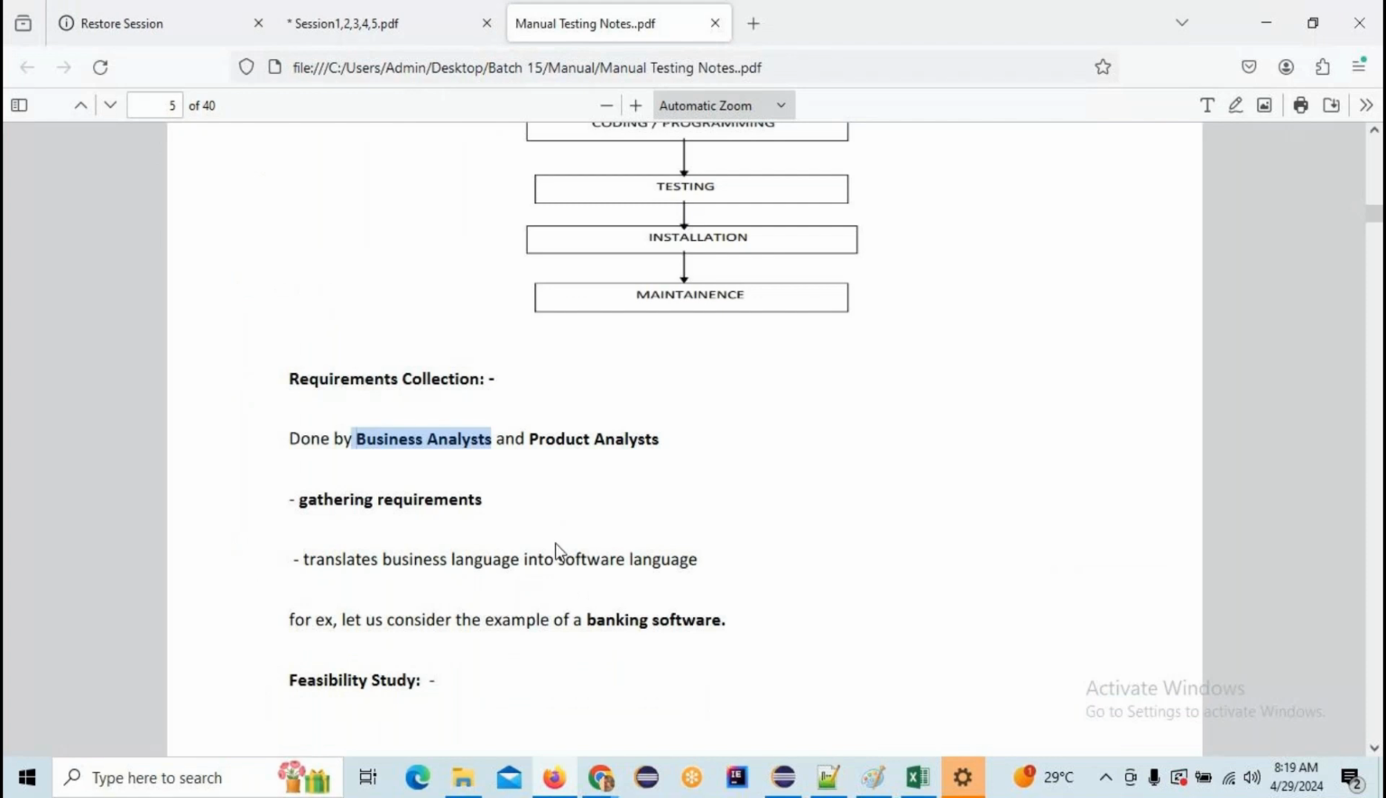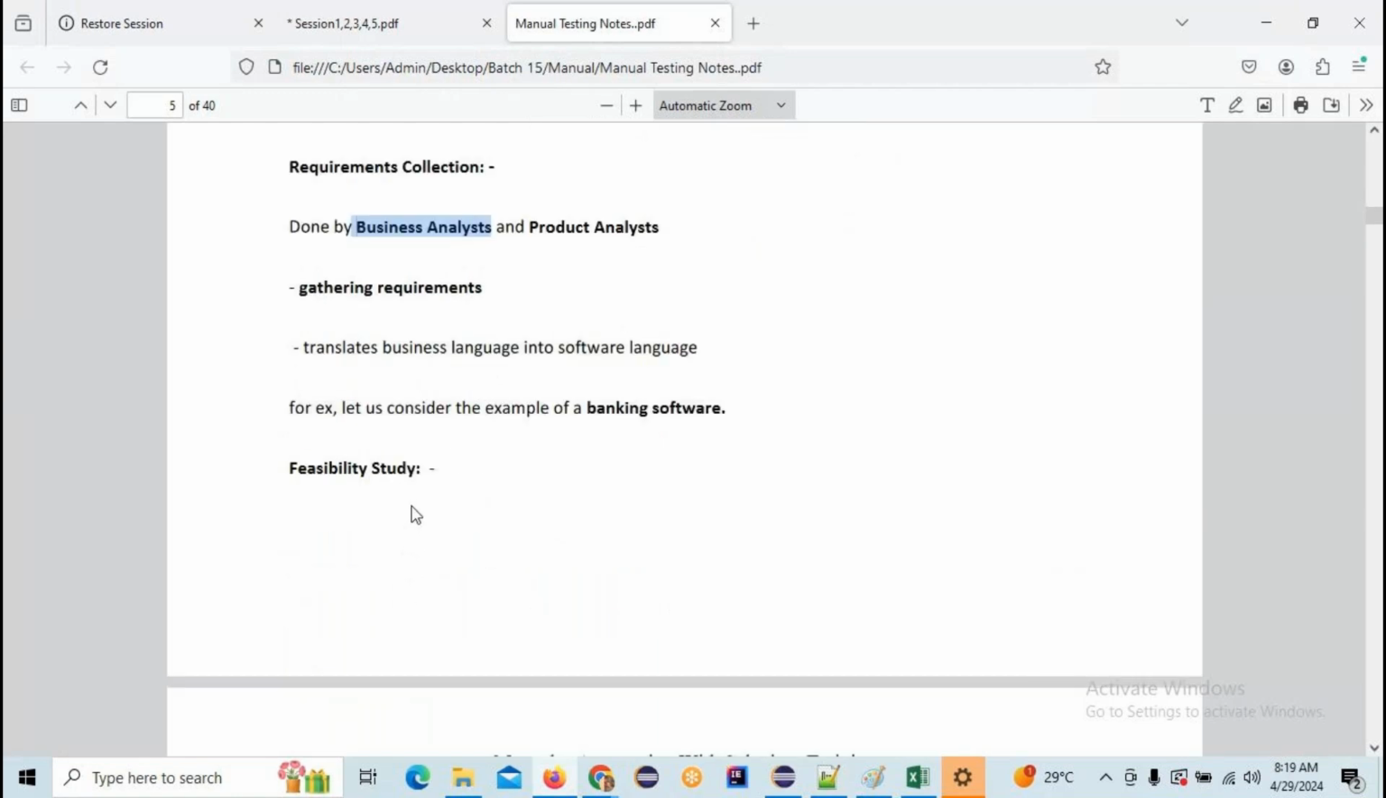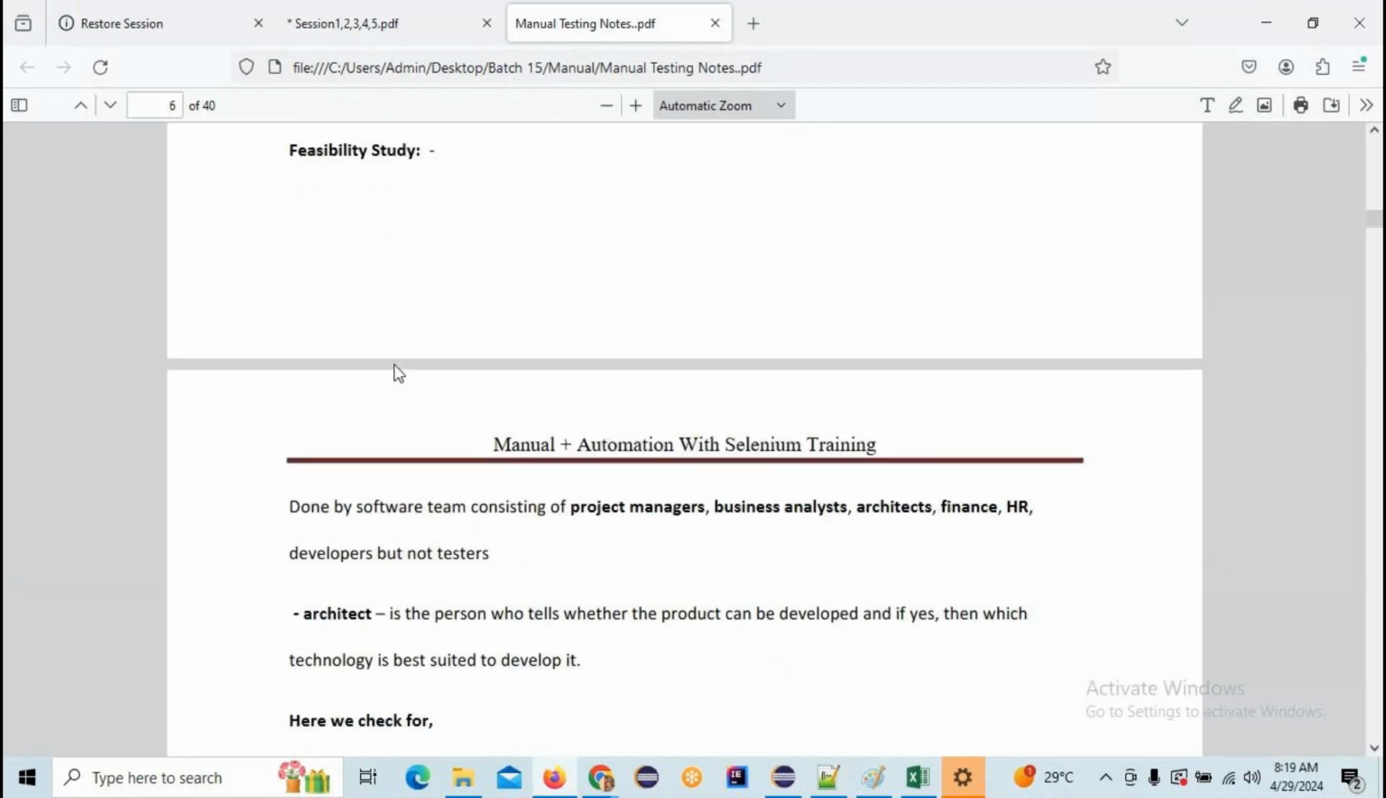And the next one is feasibility study. Feasibility study means now we have got the project from the customer and we translated that CRS document into the SRS document. Later we need to check whether we are able to do that project or not. Who will check that feasibility? It is done by the software team consisting of the project manager, business analyst, architect, finance, HR, developers, but not testers. Apart from testers, everyone is included in this meeting.